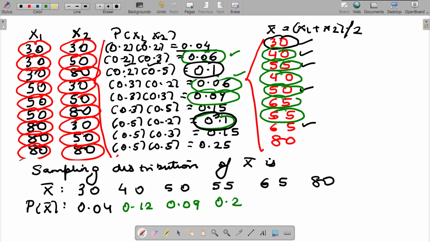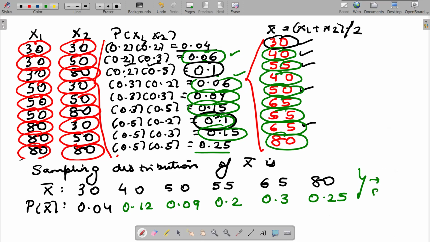65 is taken again twice. So 0.15 plus 0.15, making it 0.3. And 80 is taken by X bar only once with the probability 0.2. So this is my sampling distribution of X bar.